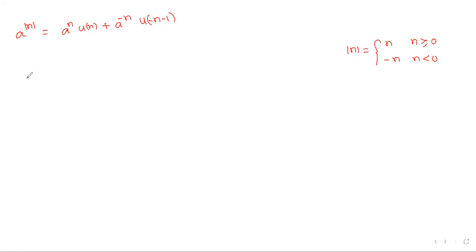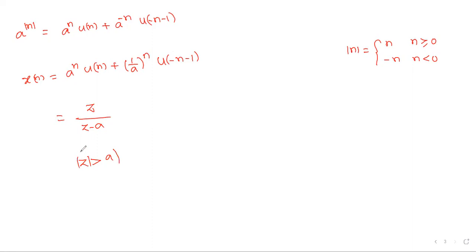So for this one, let me take x of n is equal to a power n u of n, a power minus n. I will write 1 by a whole power n into u of minus n minus 1. So this will become z by z minus a, where ROC will become mod z is greater than a. And minus 1 by a whole power n u of minus n minus 1 is nothing but minus z by z minus 1 by a.